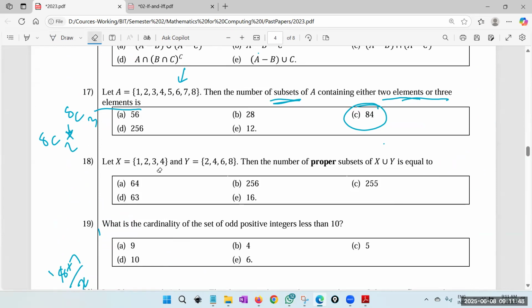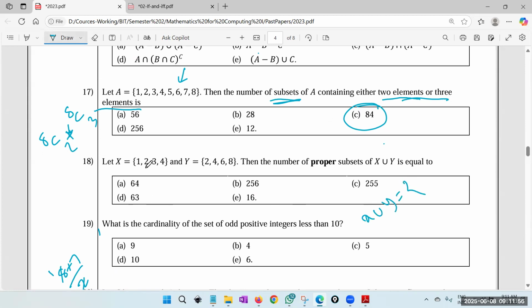Let X this, Y this, then the number of proper subsets of X union Y. First, let's find X union Y. 1, 2, 3, 4, 1, 2, 3, 4, 2, 4 is already there. 6, 8.